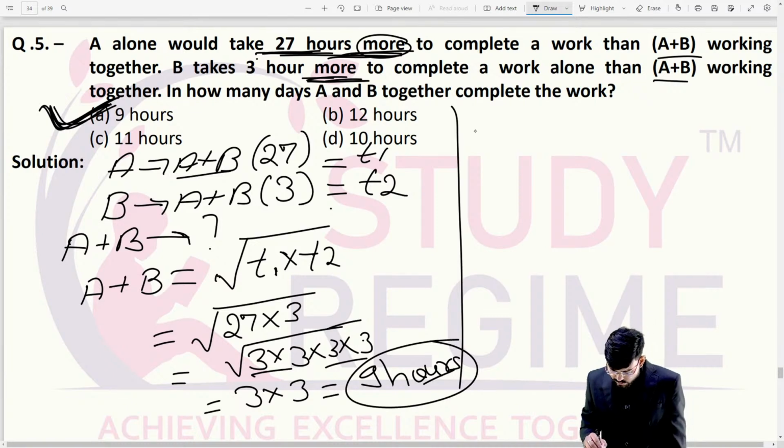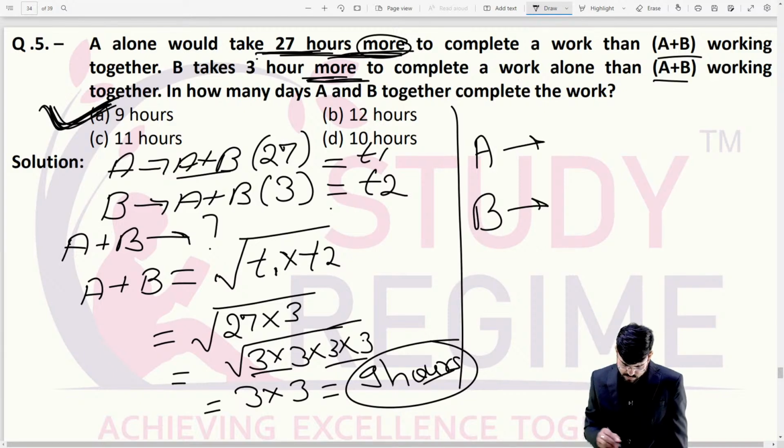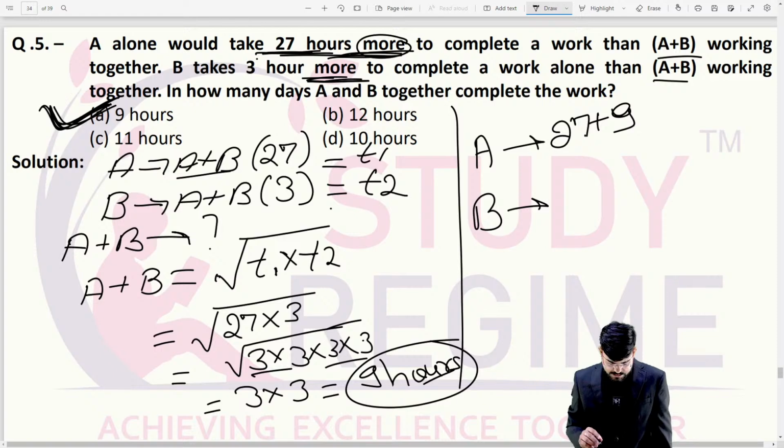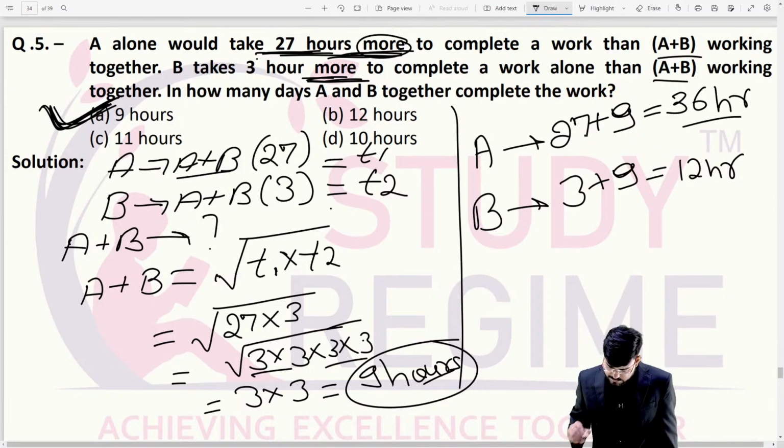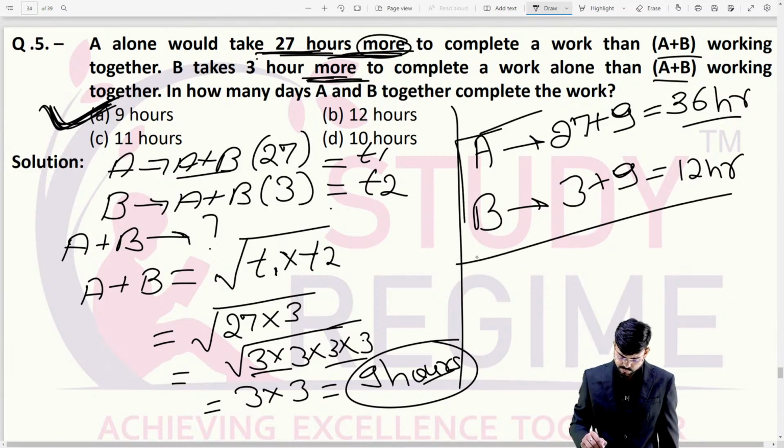But if somehow it is also asking how much time A will take or how much time B will take, then you just have to add 9 hours to each: 27 plus 9. Here A is taking 27 hours more and B is taking 3 hours more. So B will complete the same work in 12 hours and A will complete the same work in 36 hours. Clear? It is not asked in the question, but I have told you anyway.